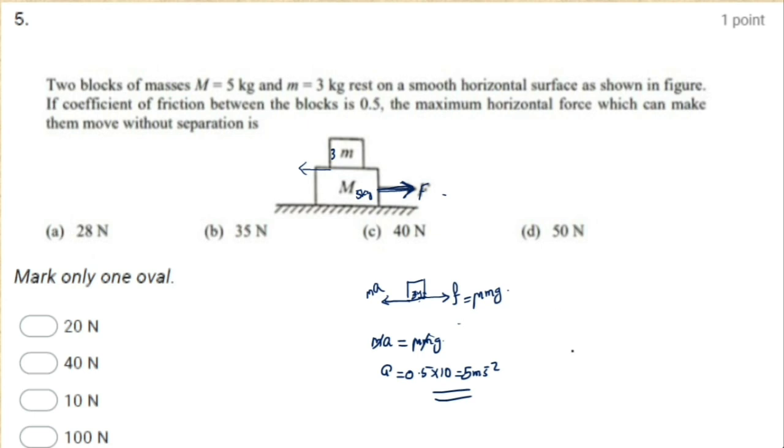Now, how much force is applied? If you use Newton's second law, force is equal to mass into acceleration. So F is equal to, what is the mass here? Mass is equal to 5 plus 3, that is 8 kilogram, into, what is the acceleration here? 5 meter per second square. So what is the answer here? F is equal to 40 Newton. Clear? So what is the answer here? Option B is the correct answer.